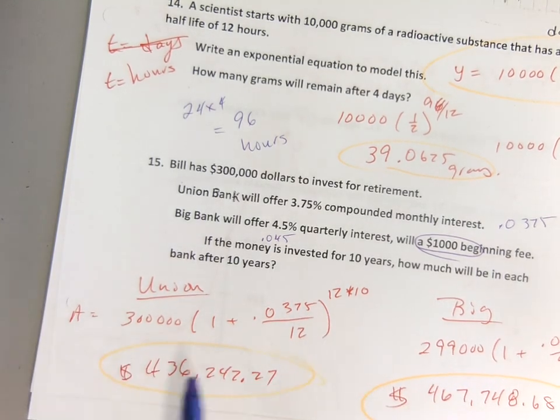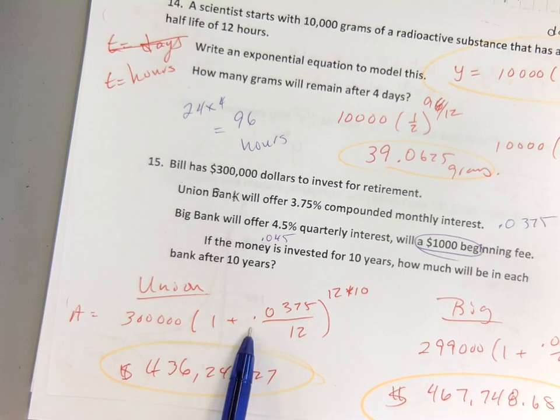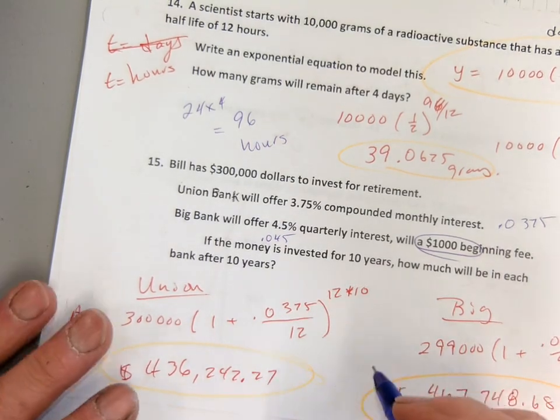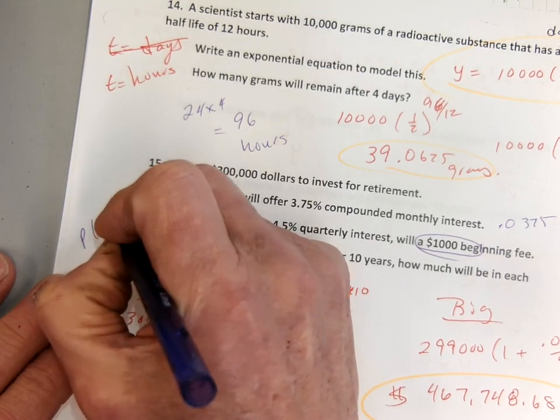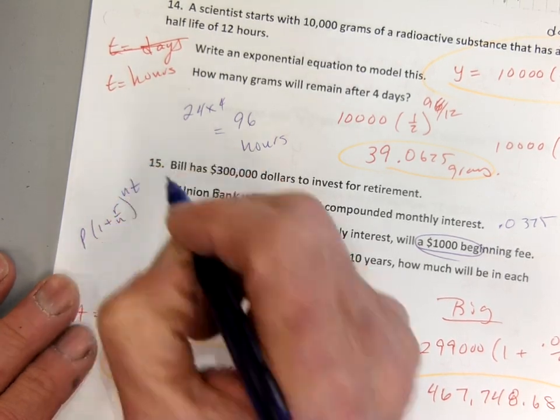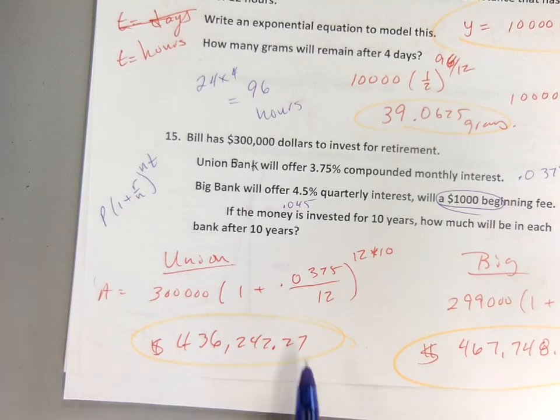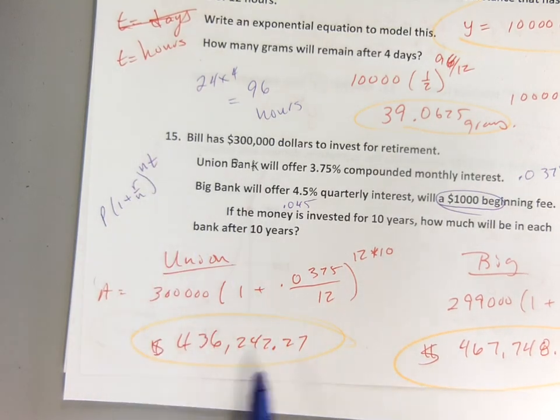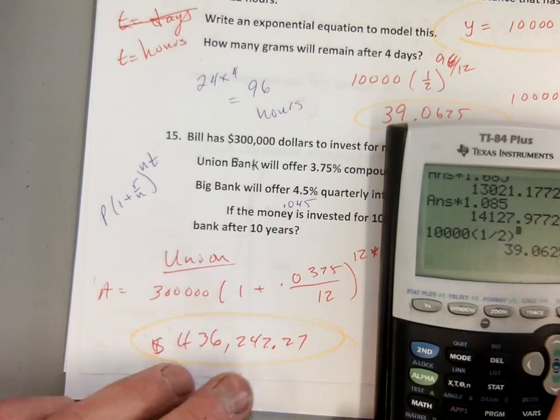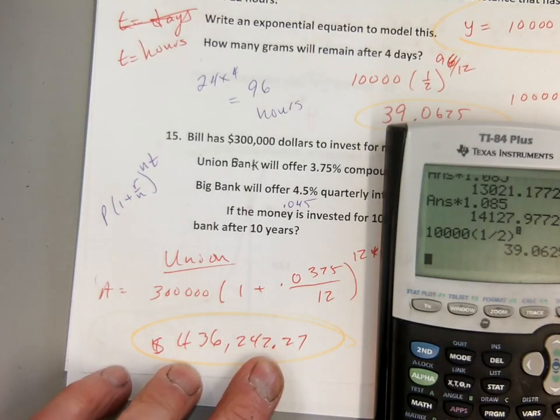Okay, so Union Bank, 300,000, 1 plus. Remember, here's our formula. Formula is P times 1 plus R over N to the NT. That's our formula. And then I plugged it in. I'm doing it monthly, so I'm dividing by 12 to the 12 times 10. There's our formula. My calculator gave me 436,242.27. I'll show you my calculator.